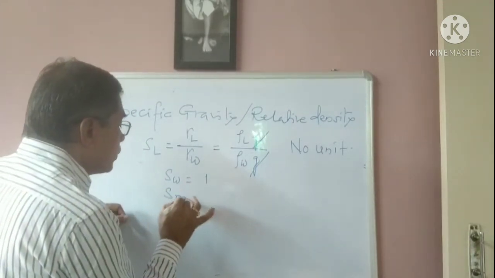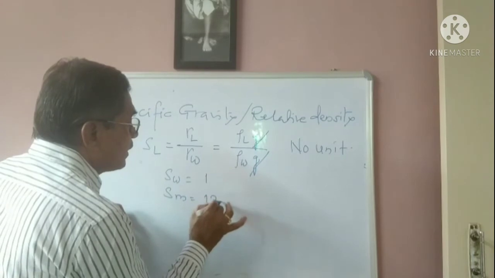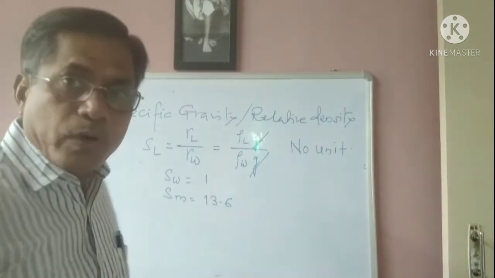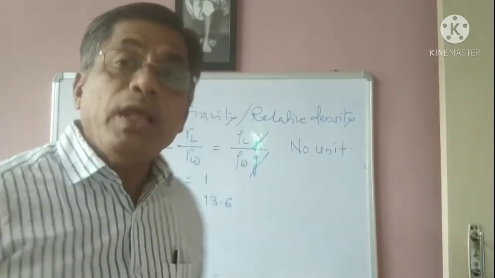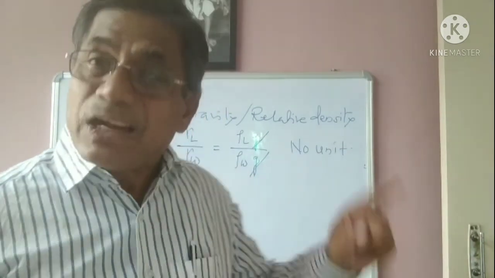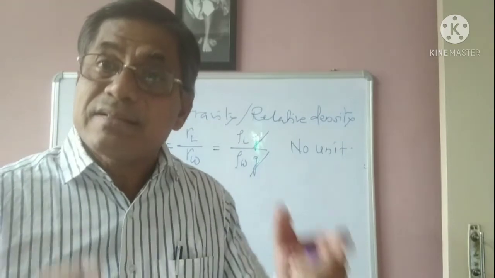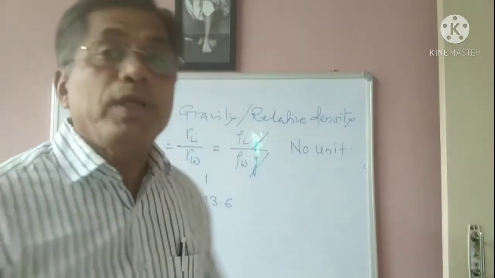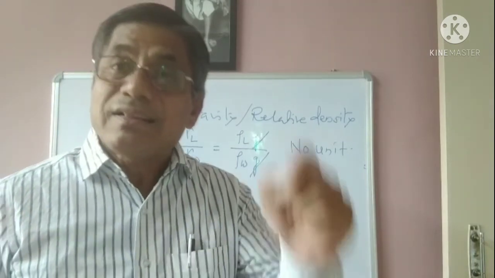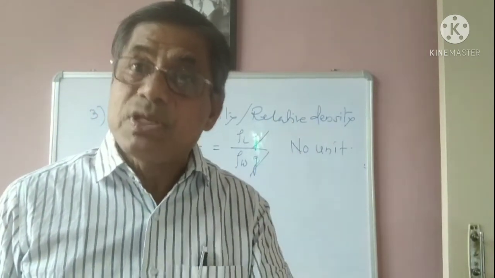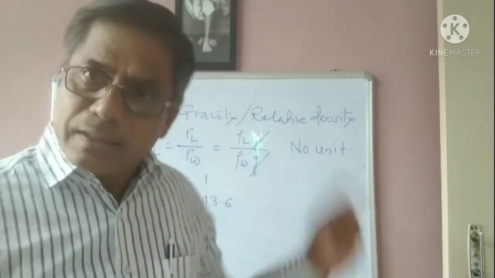Specific gravity of mercury is taken as 13.6. It means that the mercury is heavier than that of the water. So water is light liquid and mercury is heavy liquid. So mercury is 13.6 times heavier than water. Okay.